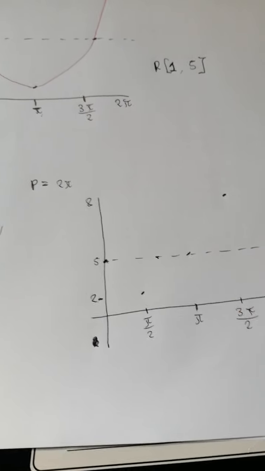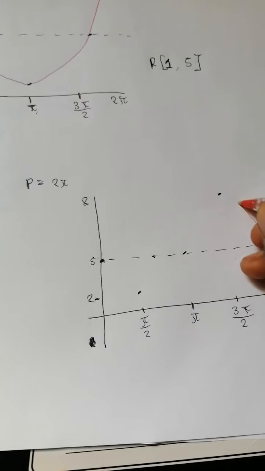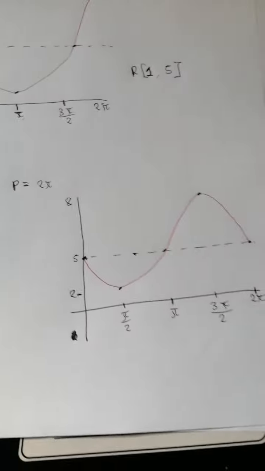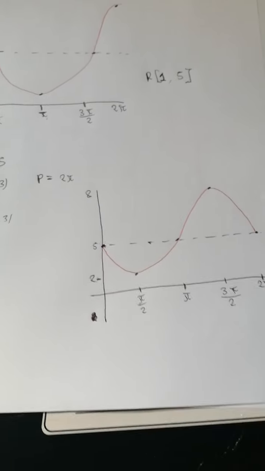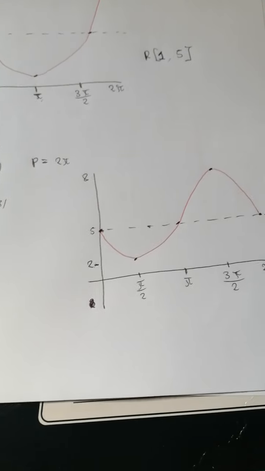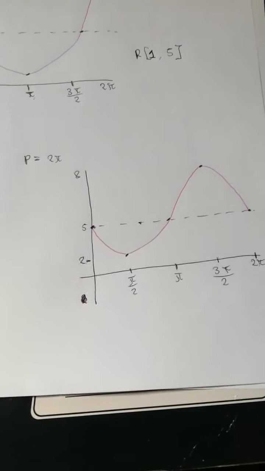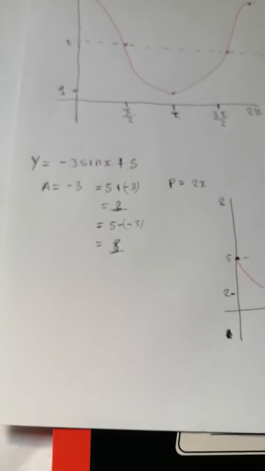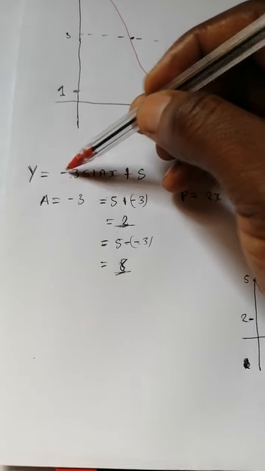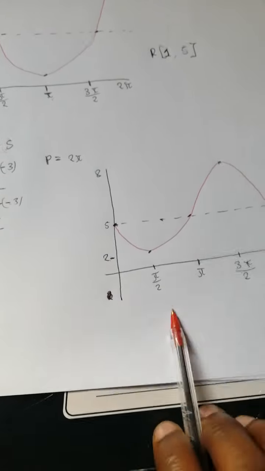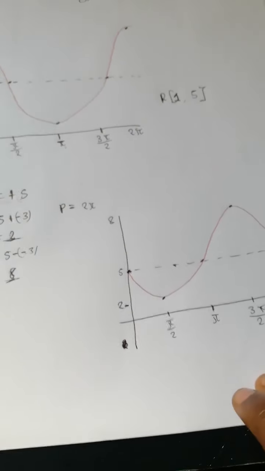So the graph will be somewhere like this. Yeah, that's how you can find the graph of this function. This is how you can graph this function, given negative 3 sine x plus 5. So the graph will be like this. So that's how you can find the graph.